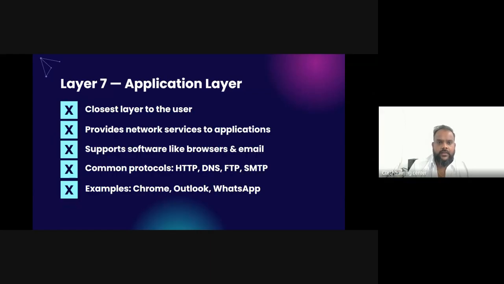Layer 7 is the application layer, the layer users interact with directly. This is where the apps you use connect to the network. It includes services and protocols like web browser, email, domain lookup, DNS, and file transfers. When you open Google Chrome, Outlook, WhatsApp, or Teams, you are interacting with the application layer.